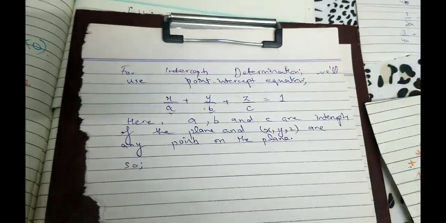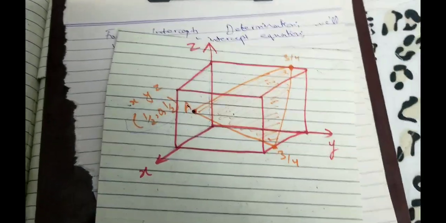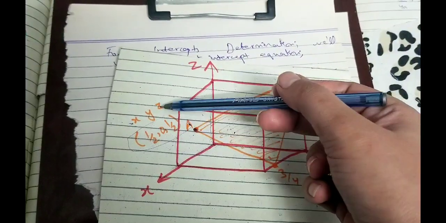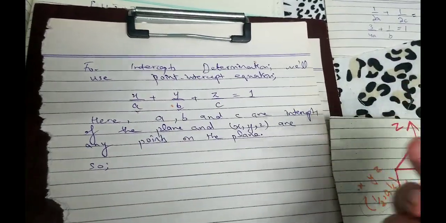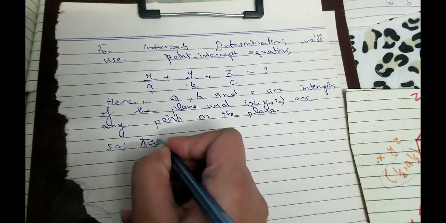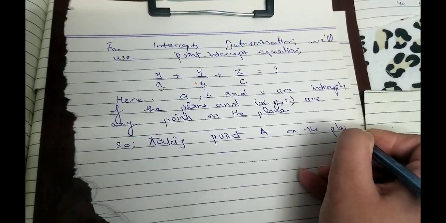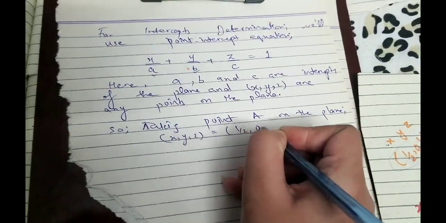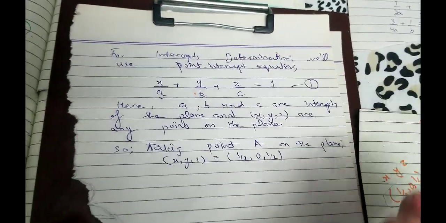Let us take a point A. First of all, I'm taking point A because its coordinates are already known, and we can see here x is half, y is 0, and z is half. So in place of x, y, and z, we'll write these coordinate values. Taking point A on the plane, we'll put these values into this equation. Let this equation be equation number 1.